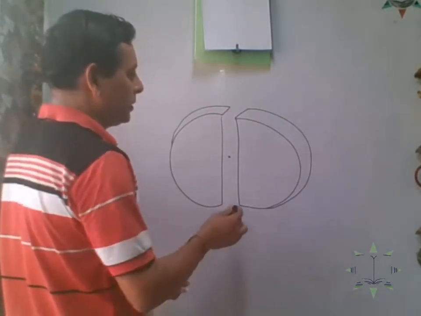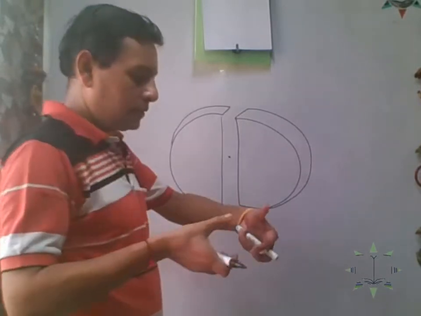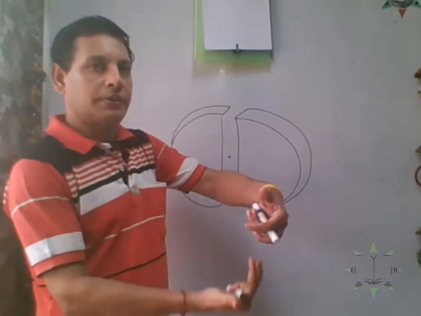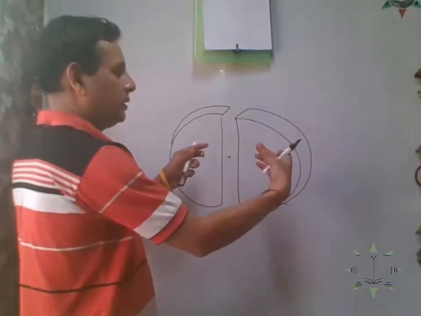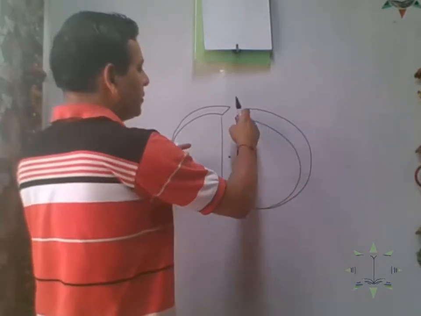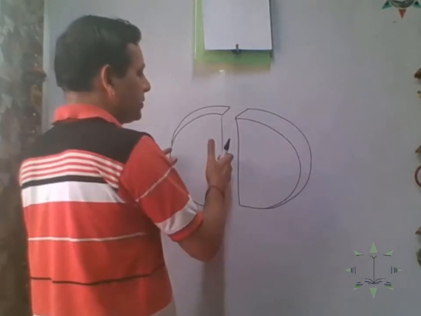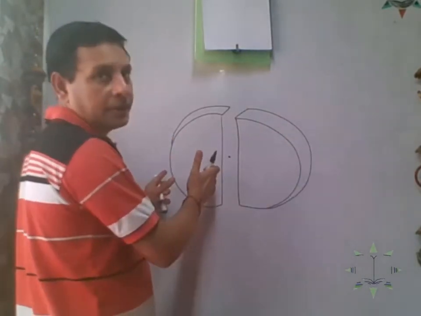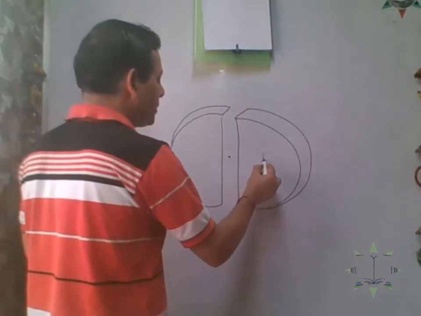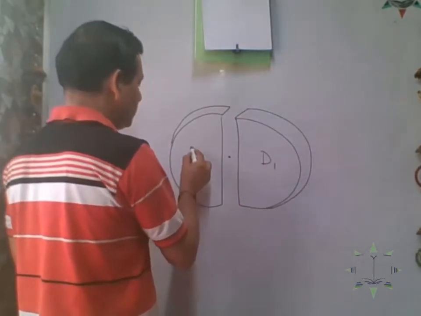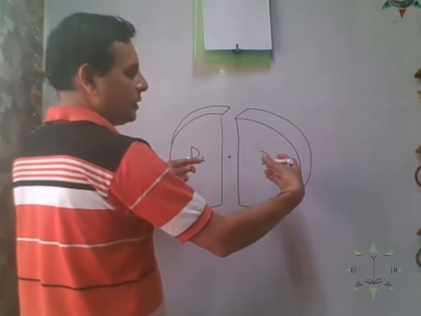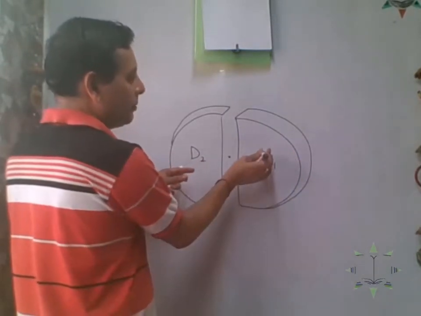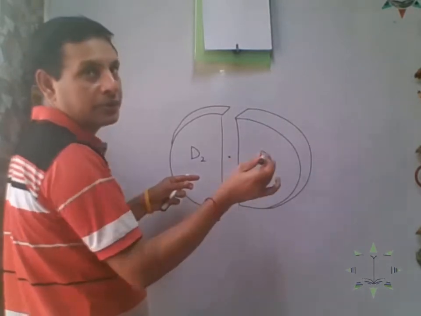Magnetic field means what? Suppose the cyclotron is kept here. The magnetic field is perpendicular to this. So in this case, these are called D's. There are two D's. One is the right hand D, the other is the left hand D. So we can name them D1 and D2. These are the two D's, okay, and the magnetic field is perpendicular to these D's.